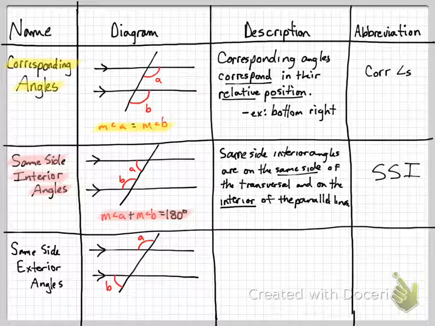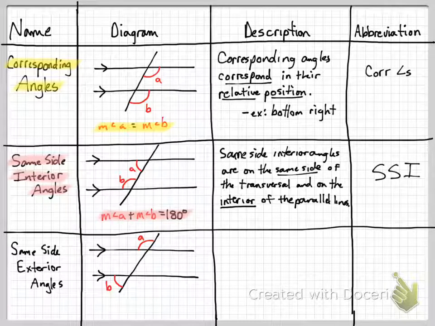All right, so hopefully the name and the diagram are matching up in your mind. Same side, they're still on the left side of the transversal. I could have made it the right side. As long as they're on the same side of the transversal, that's what matters. And in this case, they're on the exterior of the parallel lines. They're both outside the parallel lines. So that's why they're same side exterior.